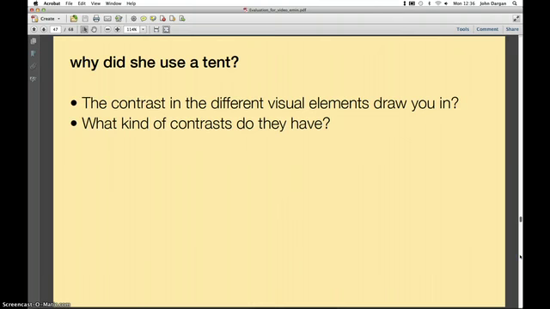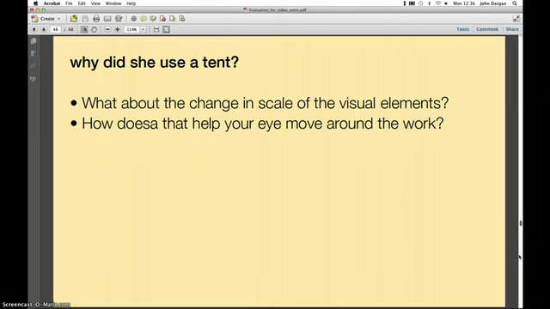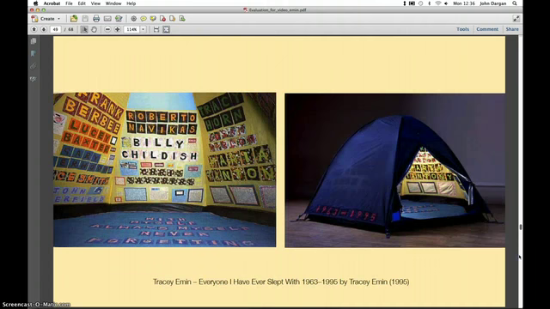The contrast in the different visual elements draws you in. I've talked about the hand-cut letters, the hand-stitched. What kind of contrast do they have, do you think? And what about the change in scale of the visual elements? How does that help your eye move around the work? Sorry about the typo. The change in scale of the visual elements is actually quite small. These shapes are just slightly different from each other, and there's a wobbliness to the whole thing that comes from cutting things by hand. They haven't been done by a machine.